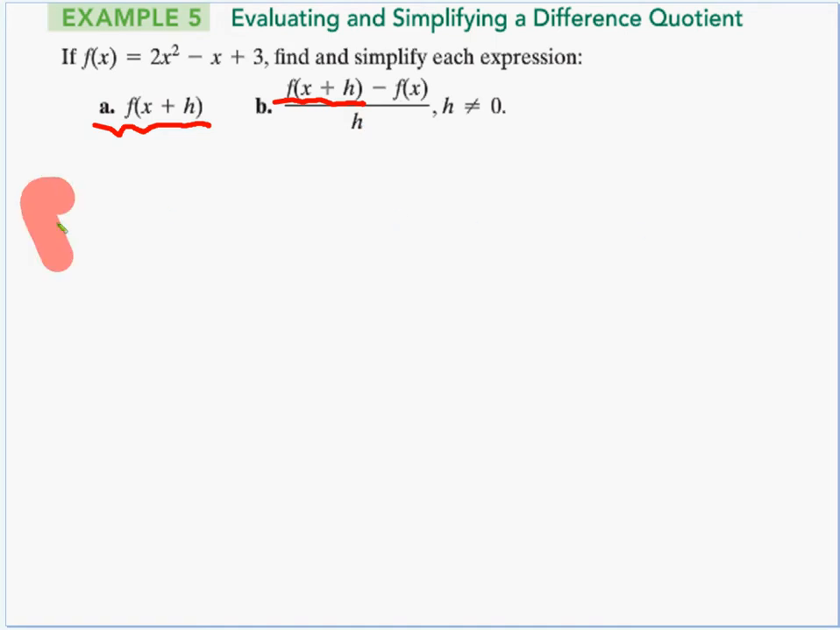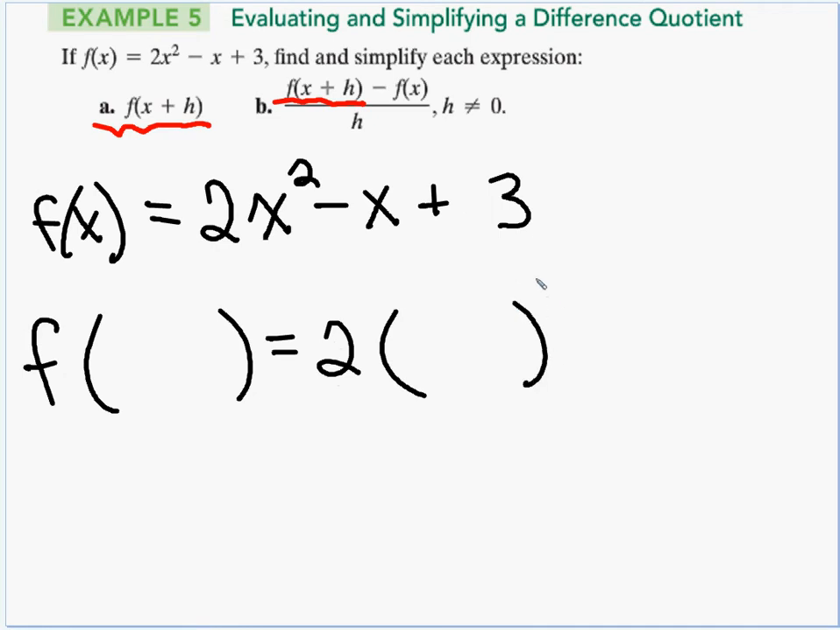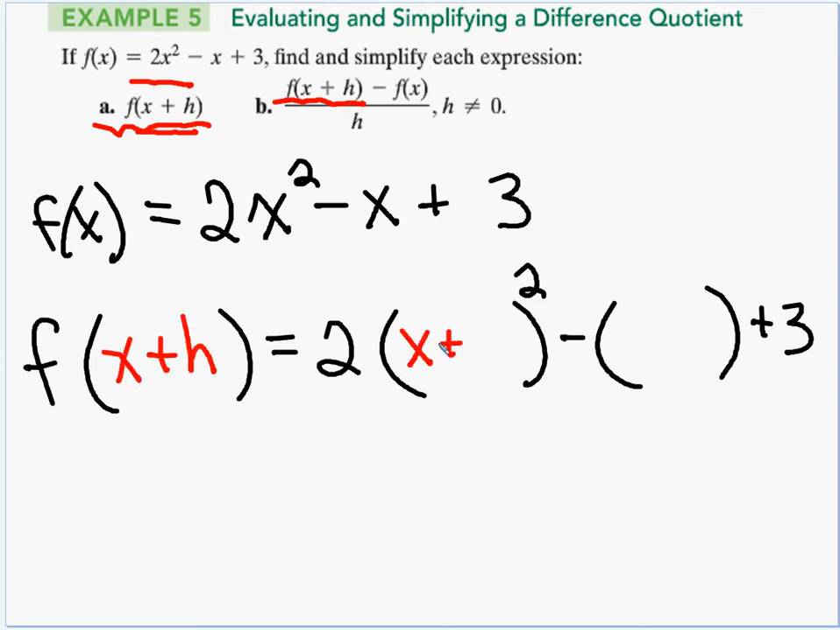I'm going to recopy the function down here. F of x is 2x squared minus x plus 3. Remember, those x's are just placeholders, so this could be f of something equals 2 times that something squared minus that same something plus 3. And now for part A, we're going to plug in not just x, but x plus h, x plus h, x plus h, and then plus 3 at the end.